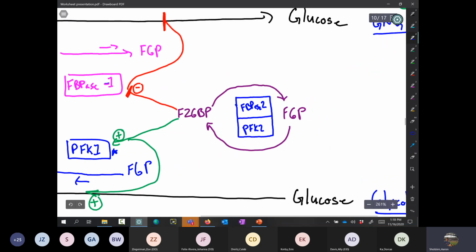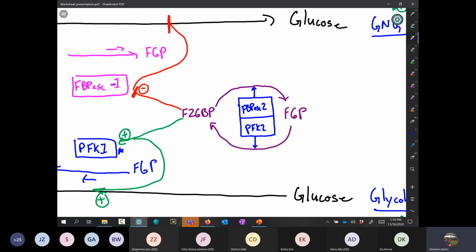That's real small writing, so let me zoom in a little bit here. Okay, and hopefully I can make that a little bit nicer. It's FBPase 2. Okay, and FBPase 2 does this. It breaks down fructose 2,6-bisphosphate. And PFK2 essentially makes fructose 2,6-bisphosphate. Now, that's all done in the same enzyme.